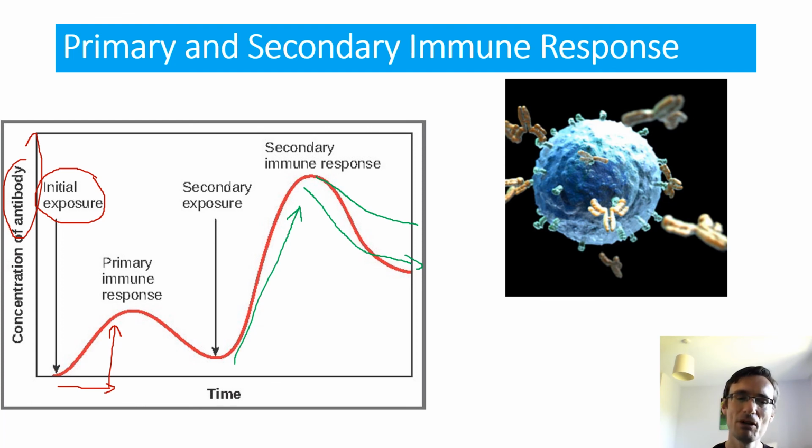So that's specific immune response. You need to know all the different stages. You need to know what's specific, what's non-specific, what the B cells and T cells do, and then how that affects you in the primary and secondary immune response when you get infected a second time.